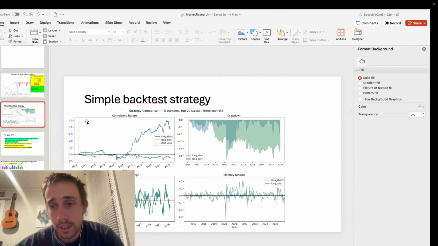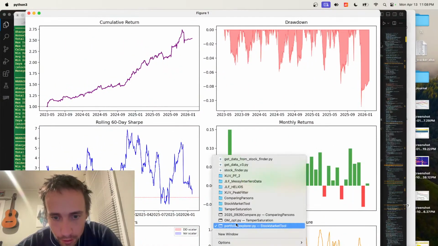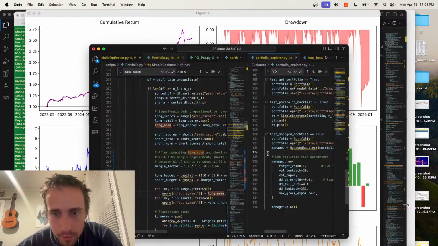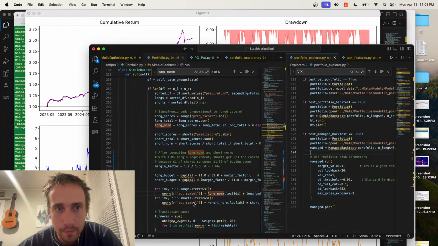One thing that's really nice is it's only buying and selling. Let me pull up the code. So this is the code I'm using to run it. This is the code that holds all the classes.